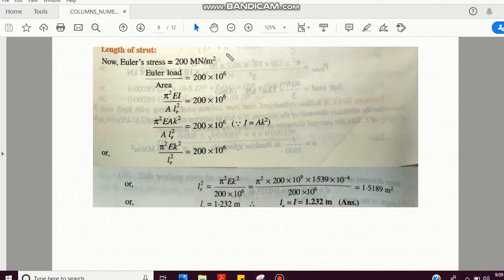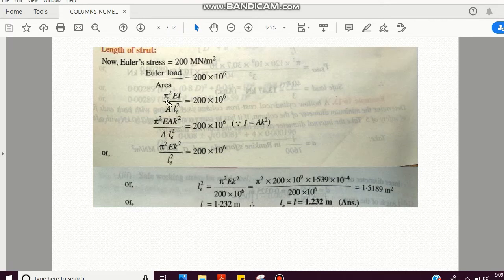Now in the question it is given that the elastic limit is 200 meganewton per meter square. We are taking this as the Euler's stress. So we have to calculate the length by using the Euler's load. The Euler's load by area is the Euler's stress, that is 200 meganewton per meter square.